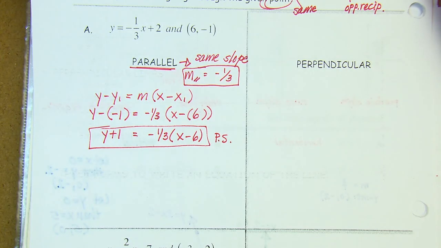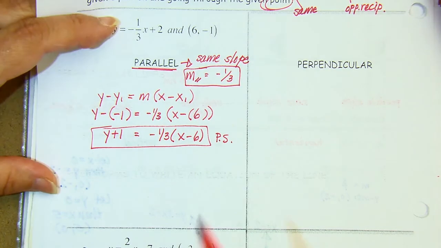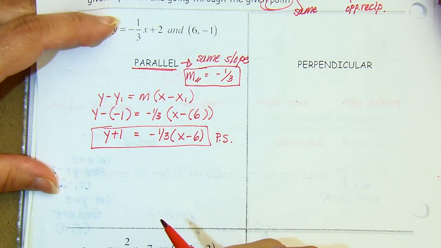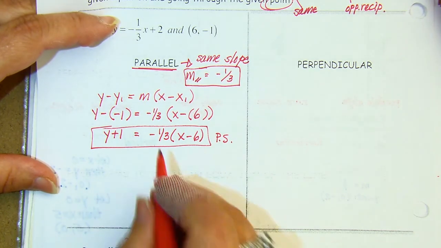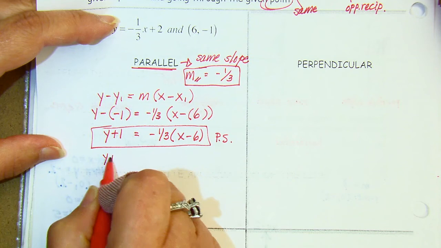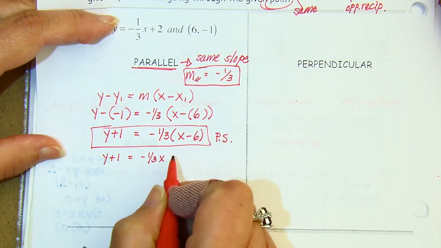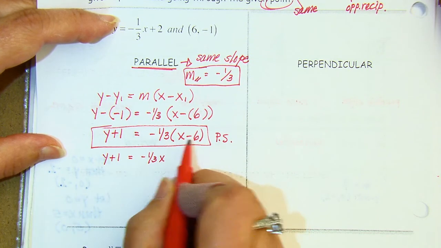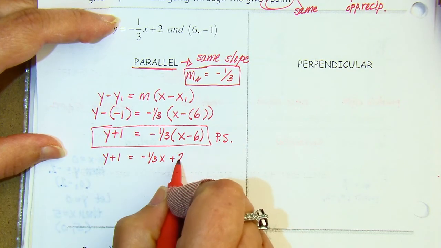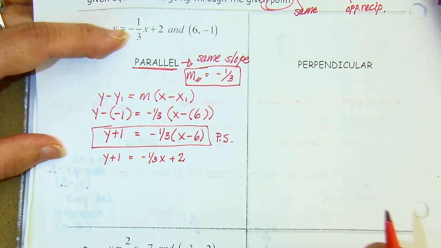I'm now going to convert this to slope intercept. I'm going all three forms actually on this. All right, I have to distribute. So I get y plus 1 equals negative 1/3 x. I'm distributing: 1/3 of 6 is 2. Negative times negative is positive. And now all I have to do is bring the 1 over.